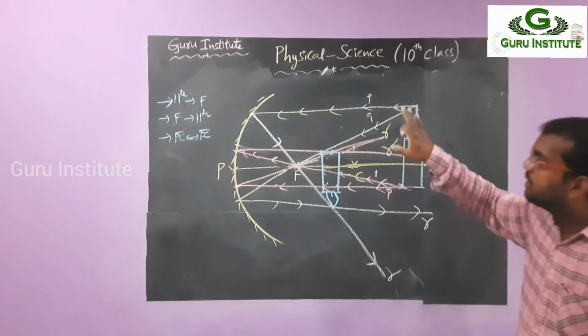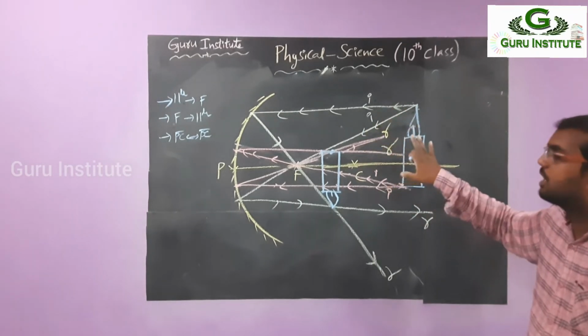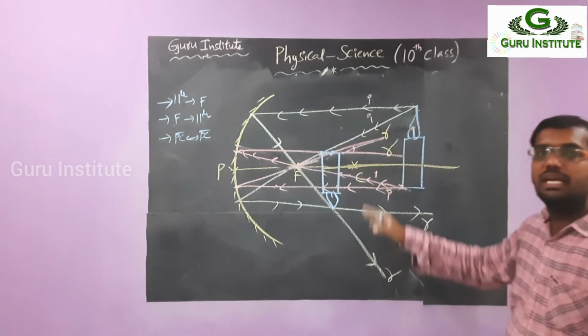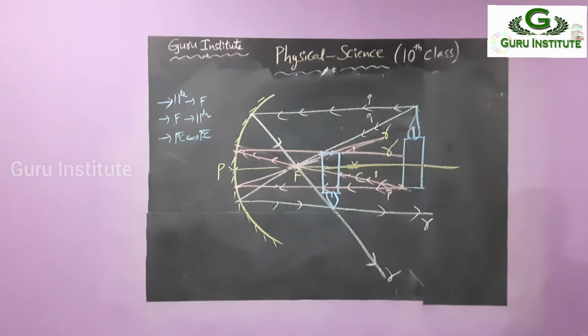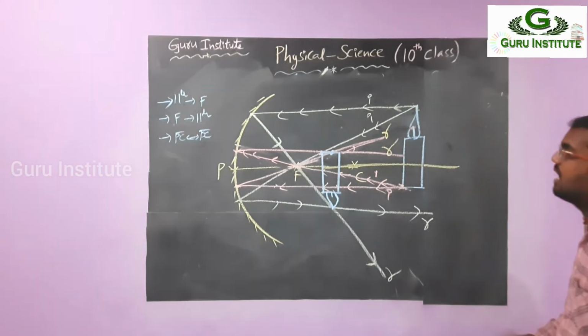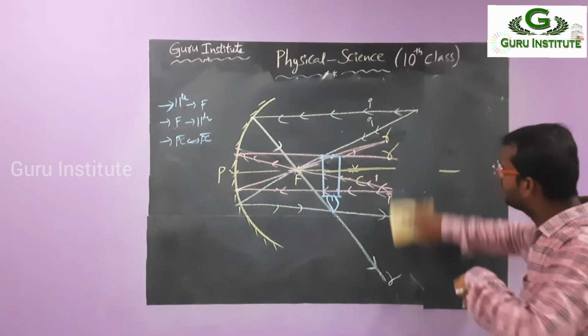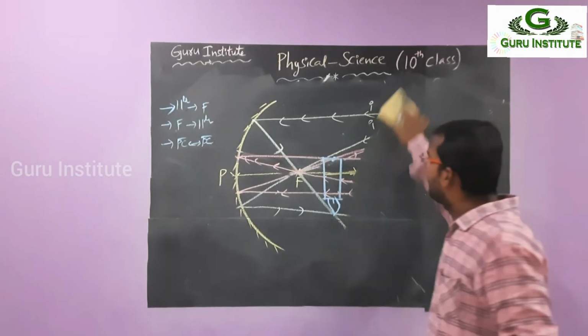This is the image formation of the concave mirror. So the image is always formed as an inverted one. Inverted means reverse order. Okay, so this is about the concave mirror. Now we have to see the convex mirror.